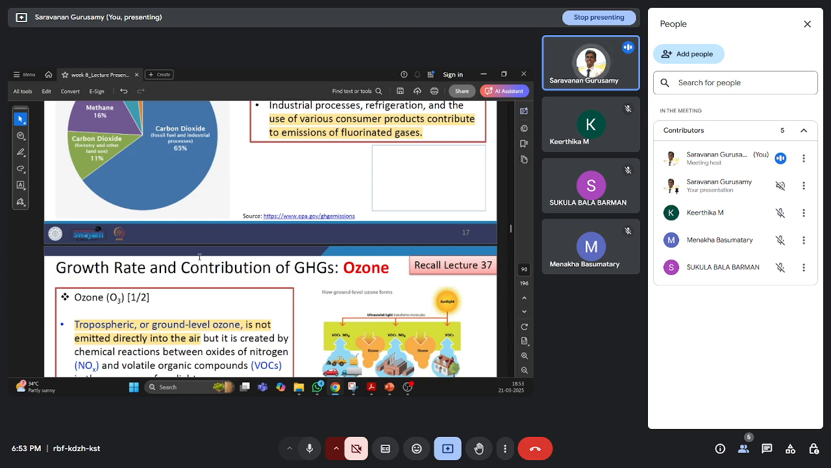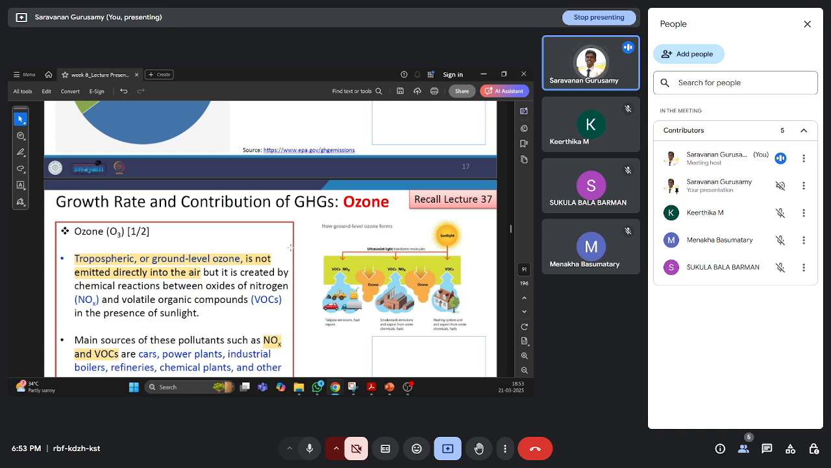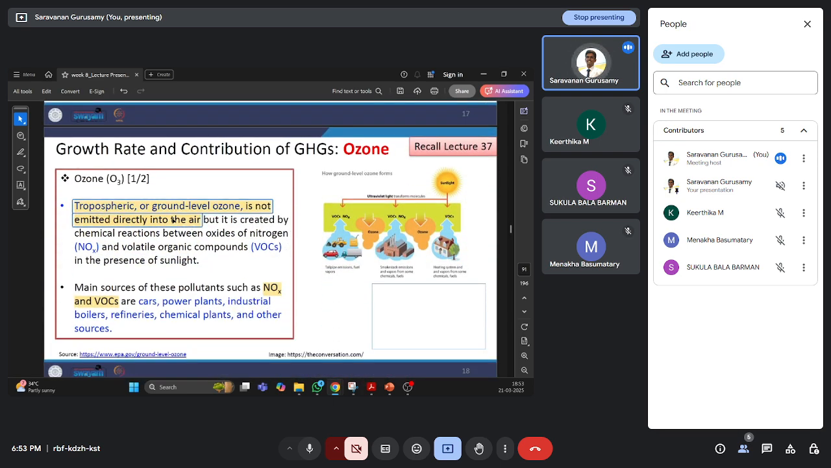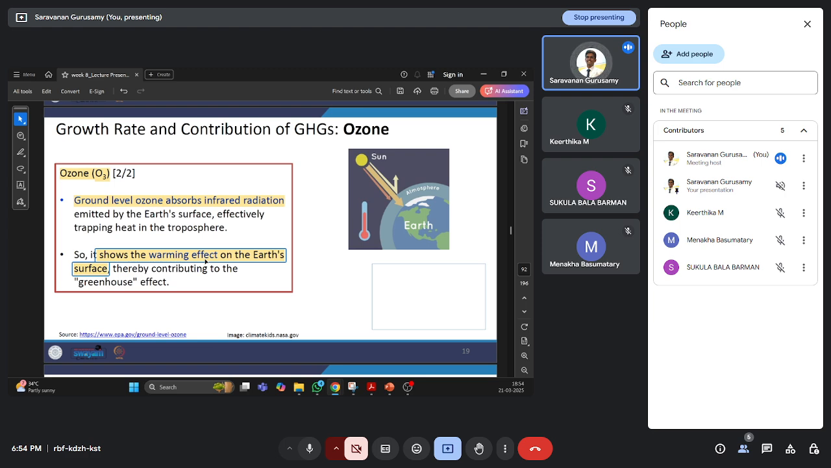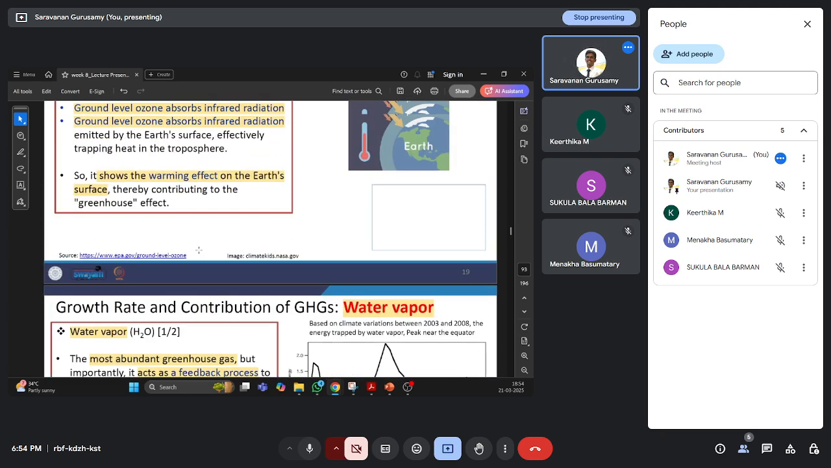Another one is water vapor and ozone. Ozone is again a greenhouse gas. Tropospheric, ground level ozone is not emitted directly into the atmosphere. It is produced in the atmosphere, so it's a secondary pollutant. It is formed from NOx from vehicles and volatile organic carbon from industries. Both combine and, with sunlight, produce ozone. So ground level ozone is a problem, a greenhouse gas. Stratospheric ozone is good, it reflects the ultraviolet rays.